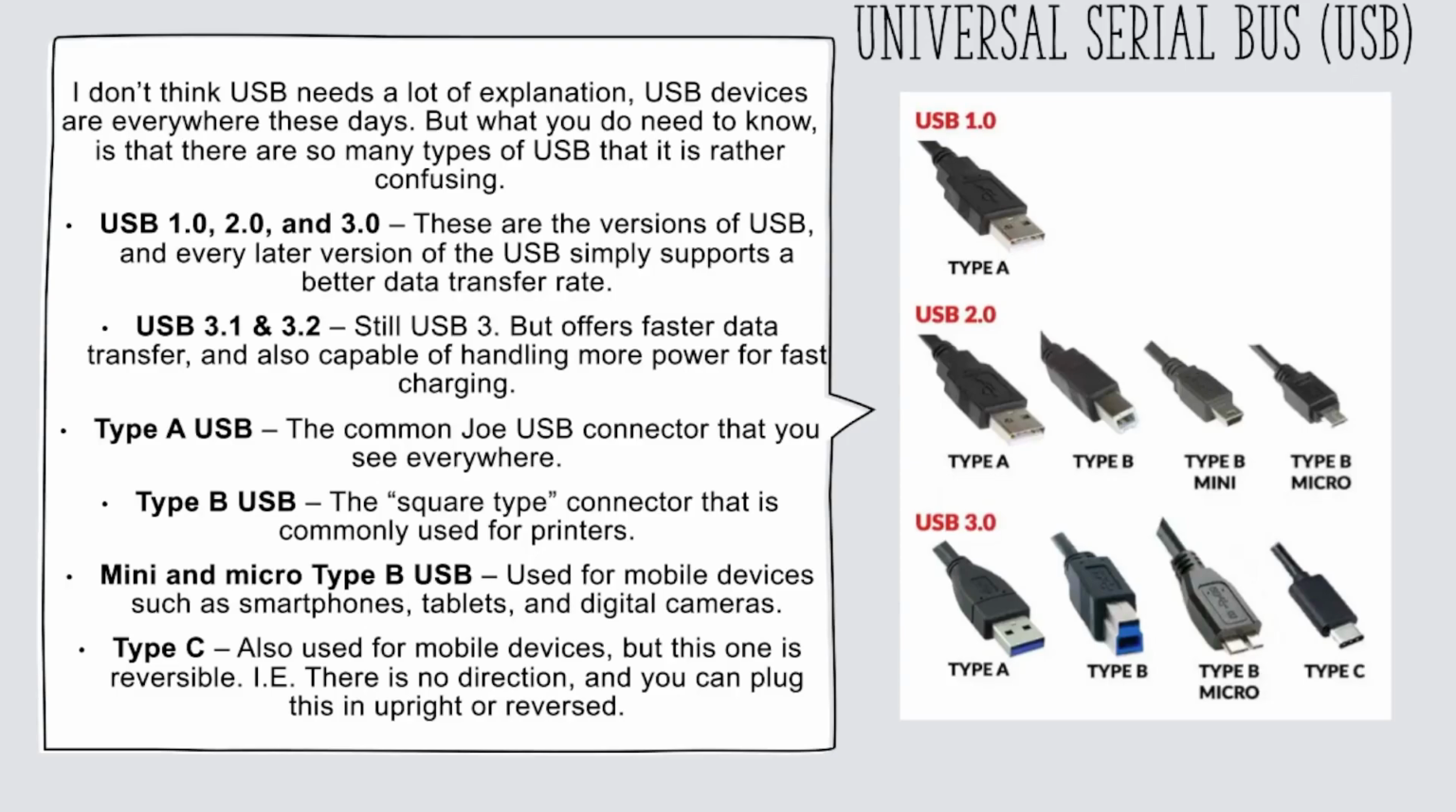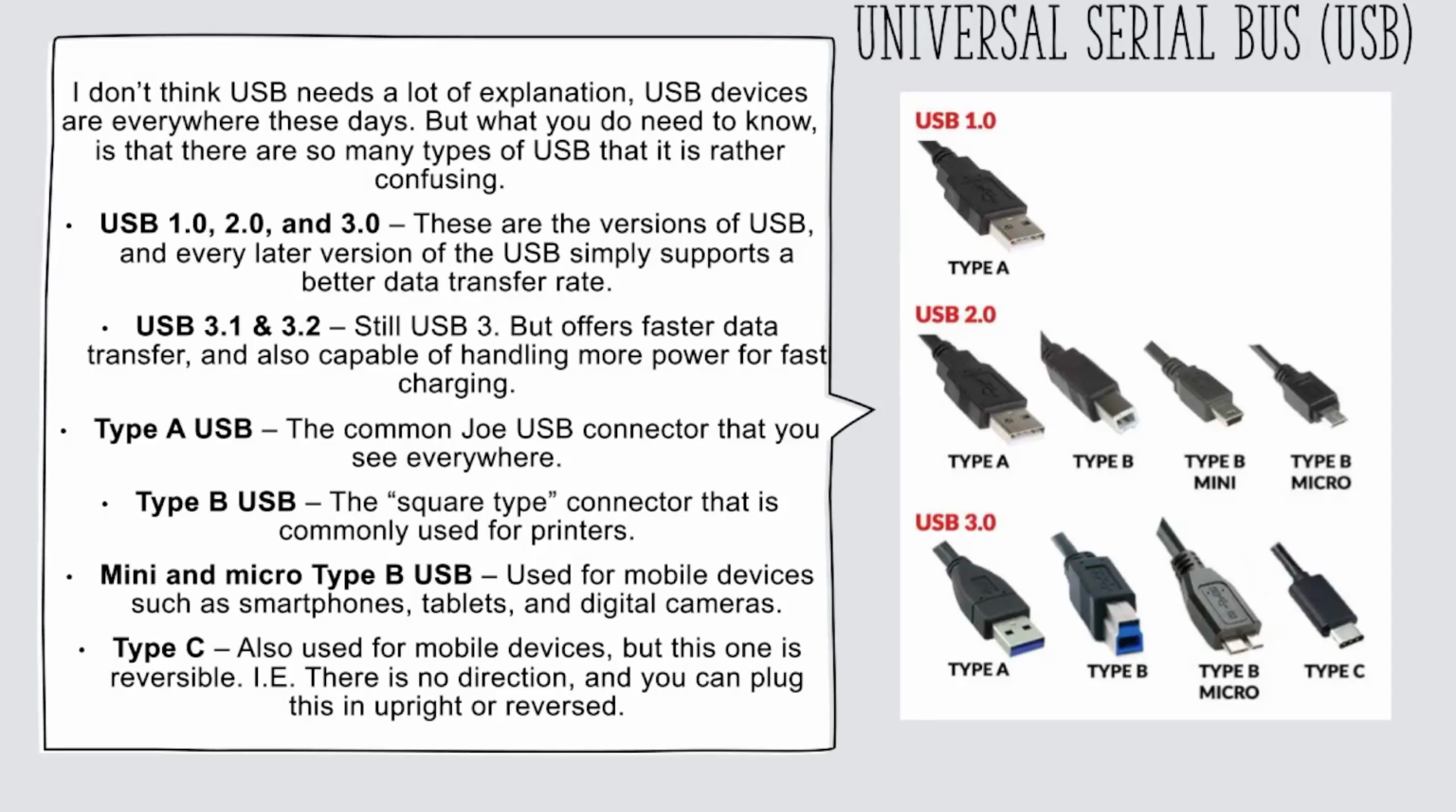Universal Serial Bus, USB. I don't think USB needs a lot of explanation. USB devices are everywhere these days, but what you need to know is that there are so many types of USB that it might get a little confusing. But here are the categories and types. USB 1.0, 2.0, and 3.0 are versions of USB, and later versions simply support better data transfer rates. USB 3.1 and 3.2 are still USB 3, but offer faster data transfer and are also capable of handling more power for fast charging.